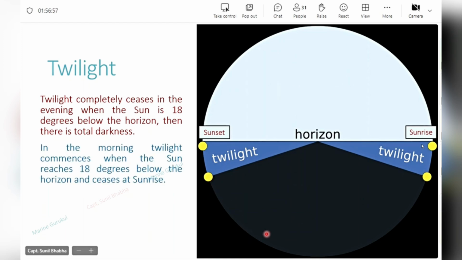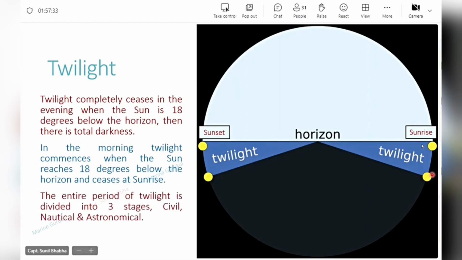Now in the morning the twilight commences when the sun is 18 degrees below our horizon. That is the period when the twilight starts. Right now the laser pointer is showing that instant when the sun is 18 degrees below the horizon. We keep on receiving this twilight till sunrise, and as soon as the sun rises, the twilight ceases and we are able to see the sun and receive the sunlight.